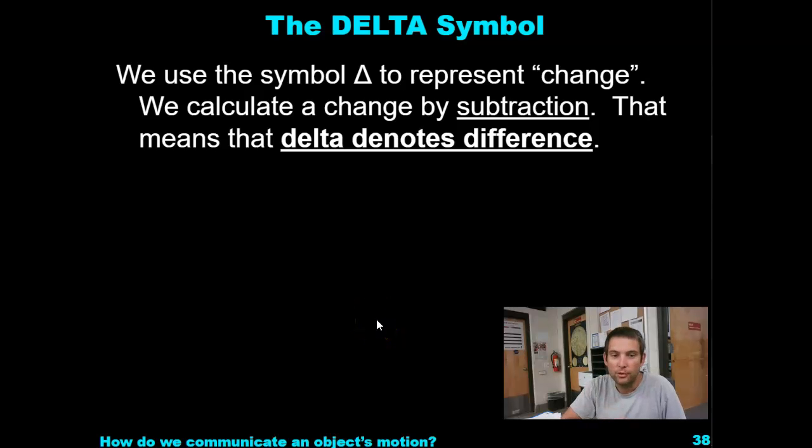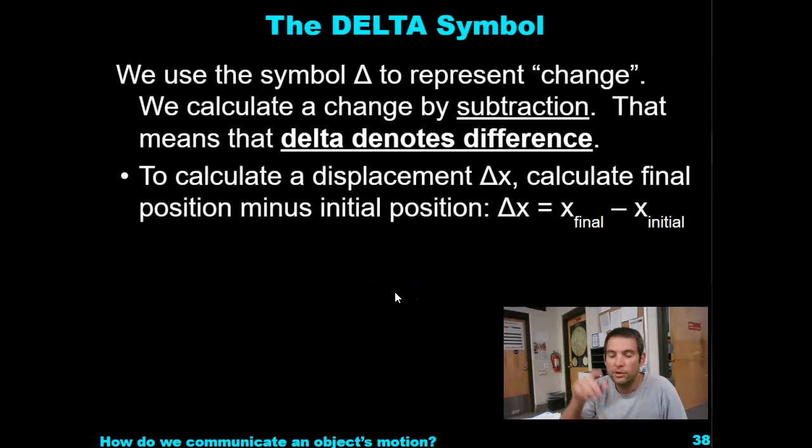Back to that delta symbol. We use delta to represent change. We calculate a change by subtraction. That means delta denotes difference. So I want you to remember that every time you see this little triangle, that is delta, and that means change.